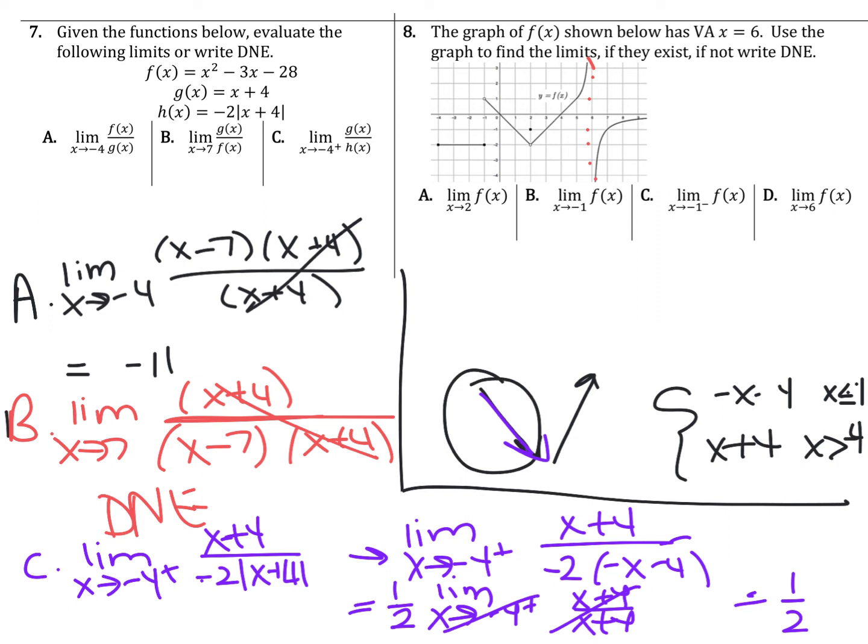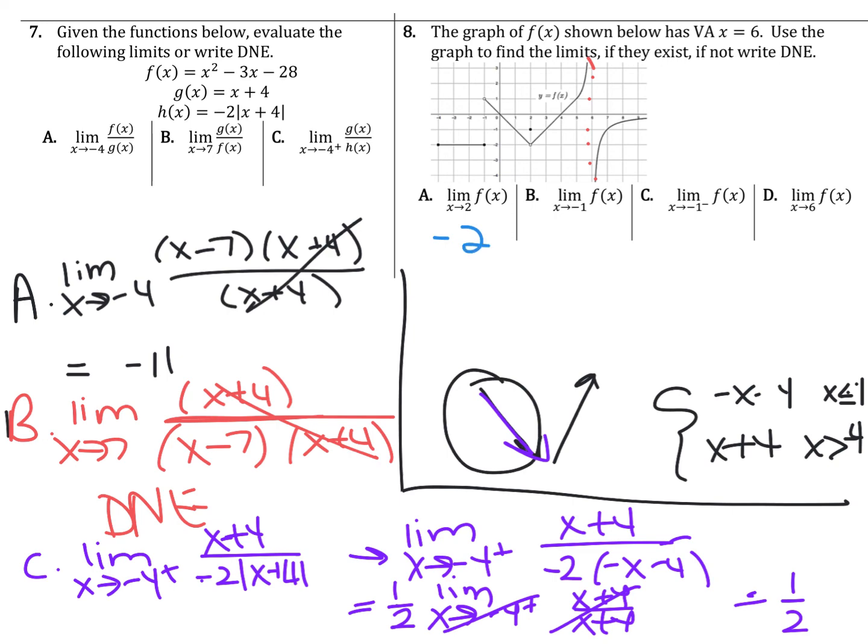So the limit as x approaches 2. As x approaches 2, there's a hole in the graph, but that doesn't make any difference for the limit. The limit from the left is the same as the limit from the right, and both of those are approaching the same value, which is -2. So the limit as x approaches 2 of f of x is -2.